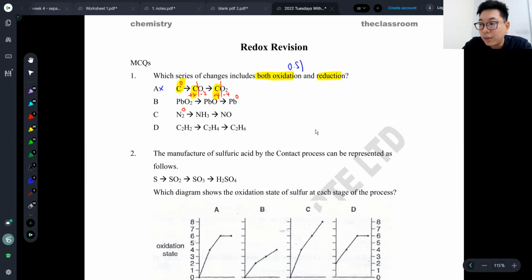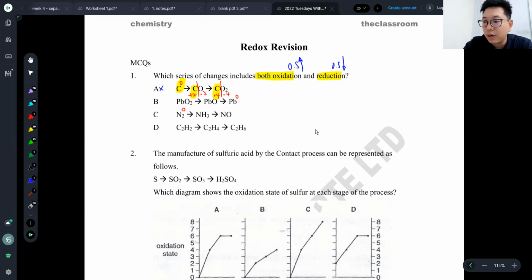Oxidation means oxidation state increases. Reduction means oxidation state decreases. Now you're wondering, teacher, why don't you use oxygen? Faster, right? You can, but I tend to use oxidation state because the more I do, the faster I get. So in my head, I can already see the next answer, but I'll work it out with you.